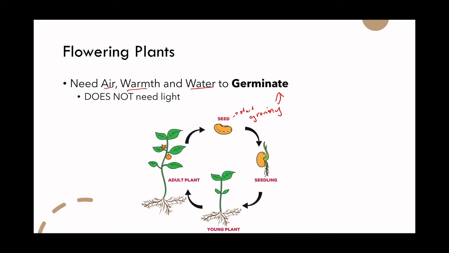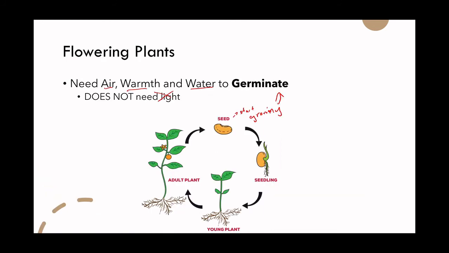When we talk about air, it means oxygen, just like when we breathe in, we breathe in oxygen. Warmth means it cannot be too cold. Also water, water from the soil. It does not need light. A lot of students will think that they need light because plants need light to make food, right? No, seeds do not need light. The reason is that in order to make food, you must have leaves. But the seed doesn't have leaves yet. So even if you give it light, it is useless. That's why seeds don't need light to grow. They only need air, warmth, and water. Please remember that.